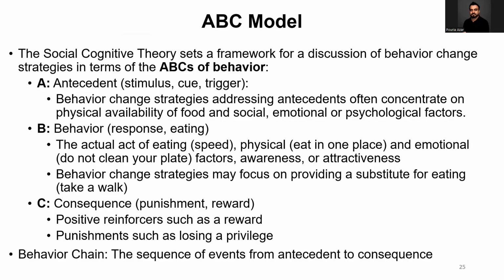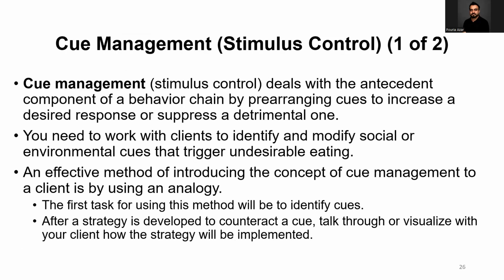There is another term called behavior change, and the definition is the sequence of events from antecedent to consequences. We have to have cue management, in other terms, we need to manage the triggers, we need to manage the stimulus, or stimulus control. Cue management deals with the antecedent component of a behavior change by prearranging cues to increase a desired response or suppress a detrimental one.